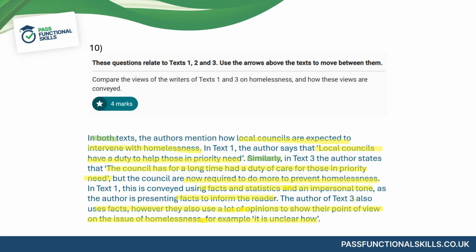For example, it is unclear how. So again, the student here has talked about similarities, so they've said that they both use facts. However, they've also looked at some differences, so thinking about the tone and the use of opinions in one text. Again, we've got some really good comparative language, so words like also and however show that we're looking at similarities and differences.